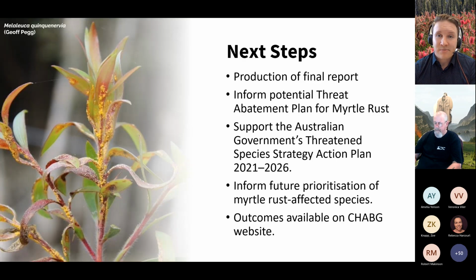So what's next? After some further analysis, we'll be producing a final report to answer all the questions posed from the survey. This report and the data will be provided to the Myrtle Rust Expert Working Group to help inform scoping of a potential threat abatement plan for myrtle rust. Information will also support the implementation of the Australian Government's Threatened Species Strategy Action Plan and inform future prioritisation of myrtle rust affected species. Within the next few months, information will also be published on the CHARBAG website for interested parties to access.